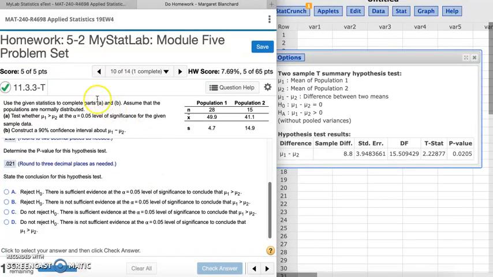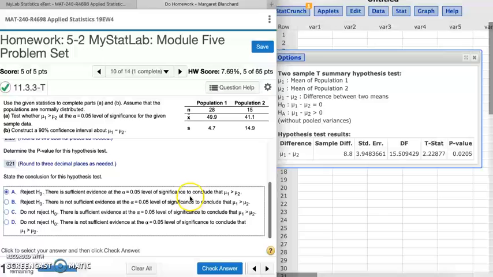Now, up here we know our alpha is 0.05. Our p-value is 0.02. 0.02 is less than 0.05. So we know that our p-value is less than alpha. That means that we reject the null hypothesis. Whenever we reject the null hypothesis, we're saying that there is sufficient evidence to support the alternative hypothesis. In this case, that's that mu1 is greater than mu2. So here, that option is A, reject the null hypothesis. There is sufficient evidence at the alpha equals 0.05 level of significance to conclude that mean 1 is greater than mean 2.